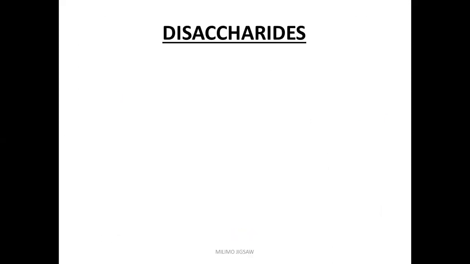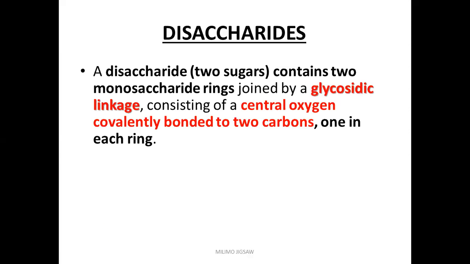Okay, so disaccharides. So di simply means two, and saccharide is sugar. So disaccharide simply means two sugars, the simplest of the basic meaning. So a disaccharide will contain two monosaccharide rings that are joined by what is called the glycosidic linkage.